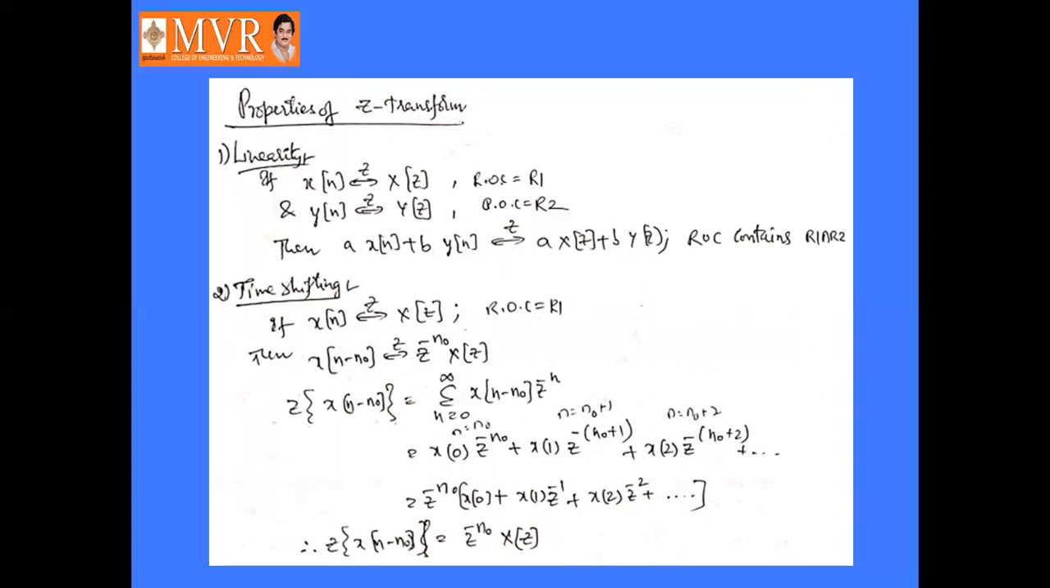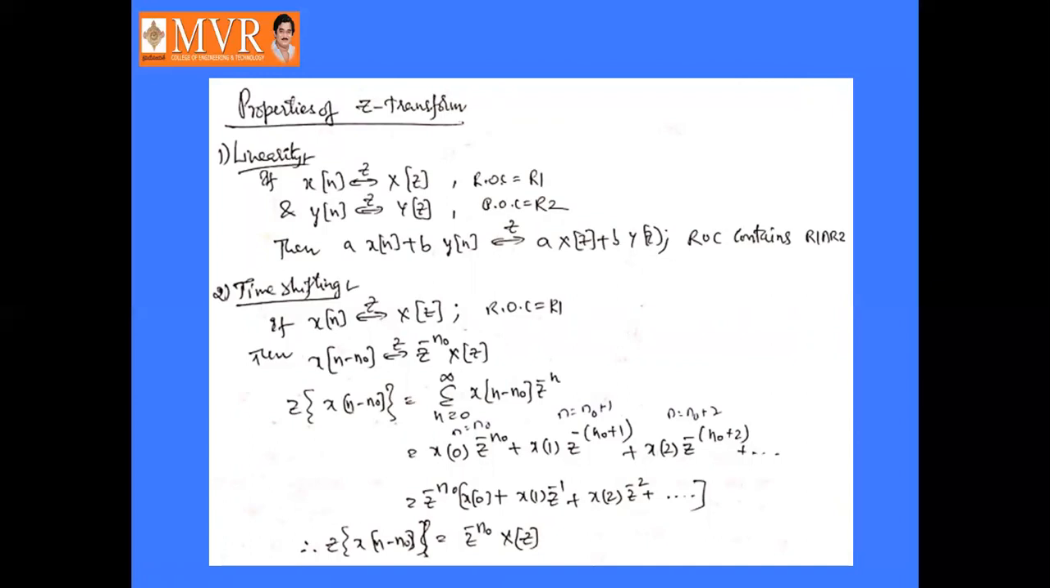Next one is the time shifting property. If the z-transform of x[n] is X(z), then the z-transform of x[n minus n naught] is nothing but z power minus n naught into X(z). Taking the z-transform of x[n minus n naught], it becomes the sum from n equals 0 to infinity of x[n minus n naught] into z power minus n. Here, at n equal to n naught, it is x[n] into z power minus n.